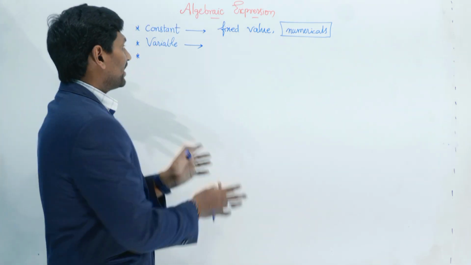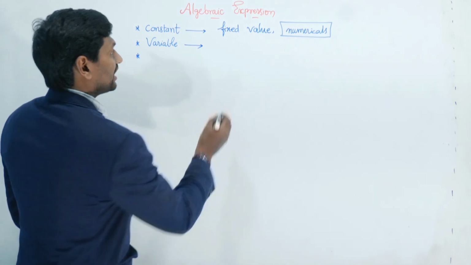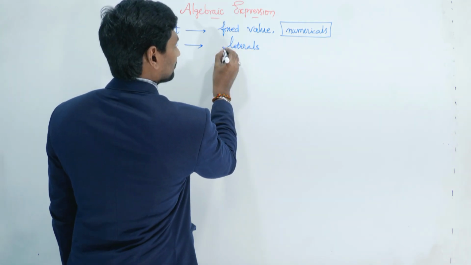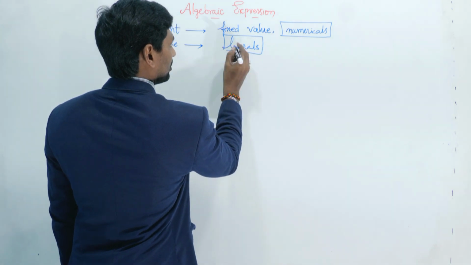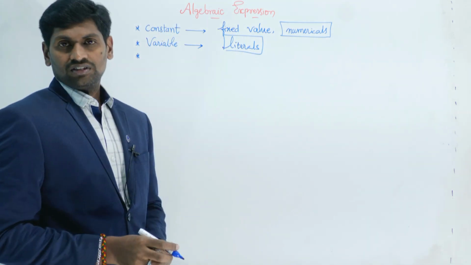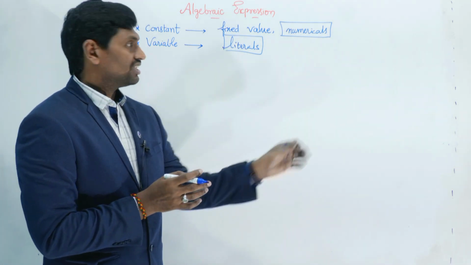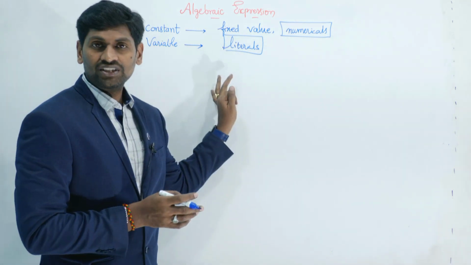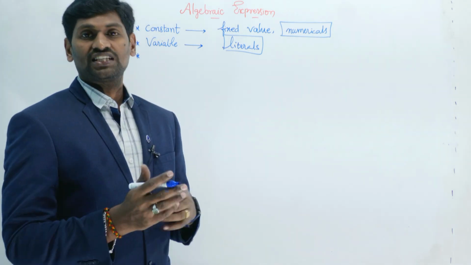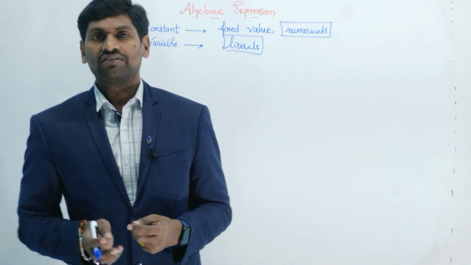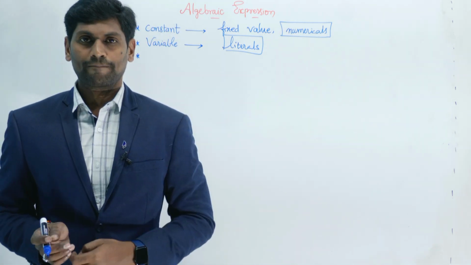That's why we are representing the variables with letters. Letters are literals. Constants are represented with numbers because they are fixed, and variables are represented with letters. There is a change in the value. There is a variation in the value. That's why we are considering them as variables.